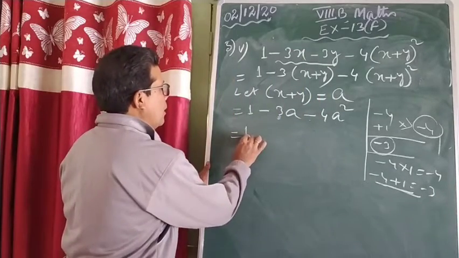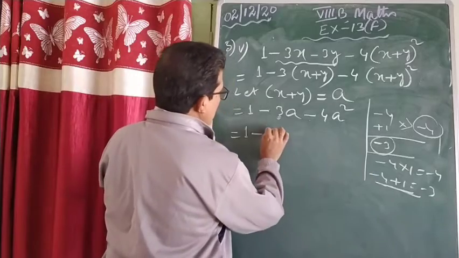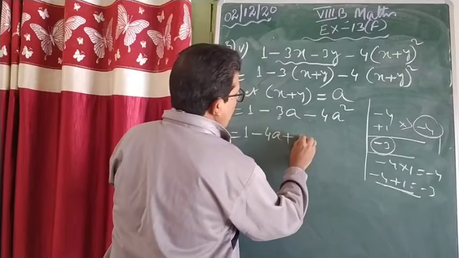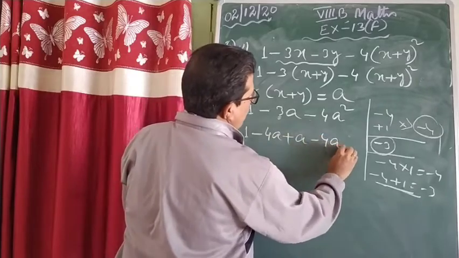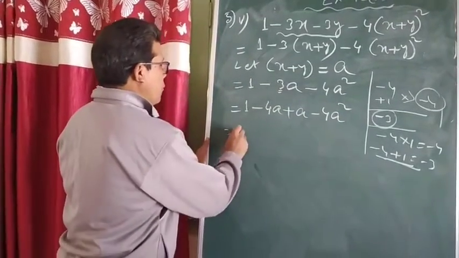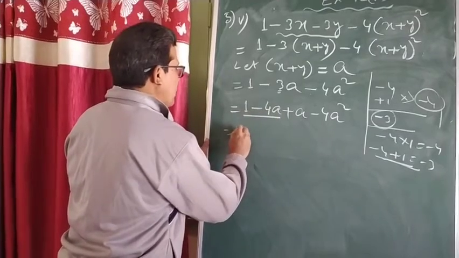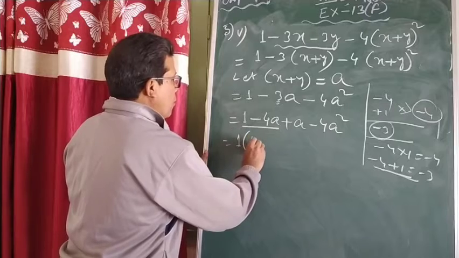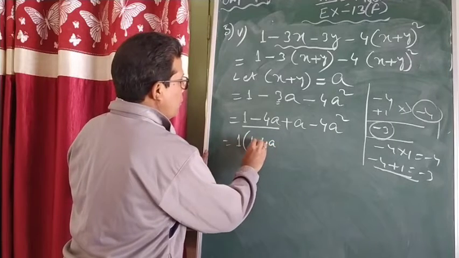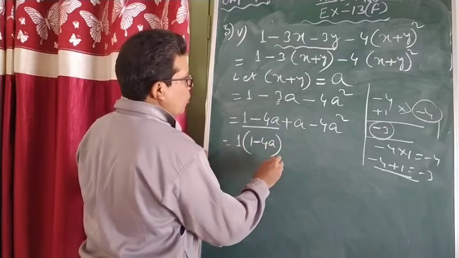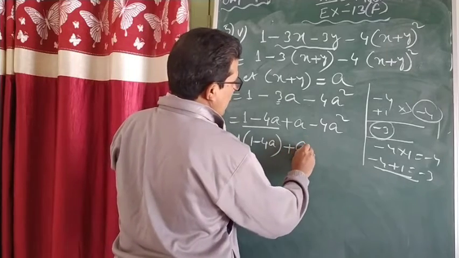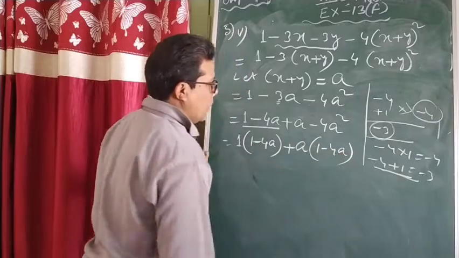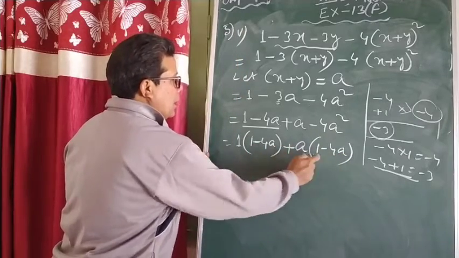So 1 minus 4a plus 1a, or only a, minus 4a square. Now from these two, if there is no common, means everything is divisible by 1, you take 1. What is left over? 1 minus 4a. Bracket closed. From these two you can take a common. What will be left over? 1 minus 4a. So is both the bracket one same or not?